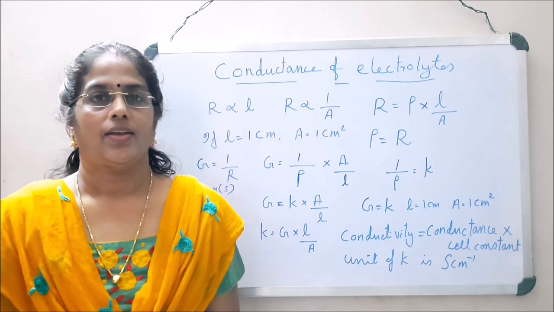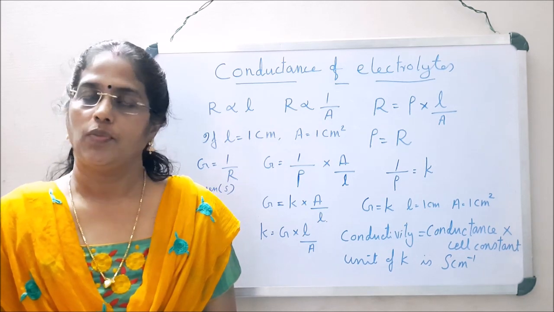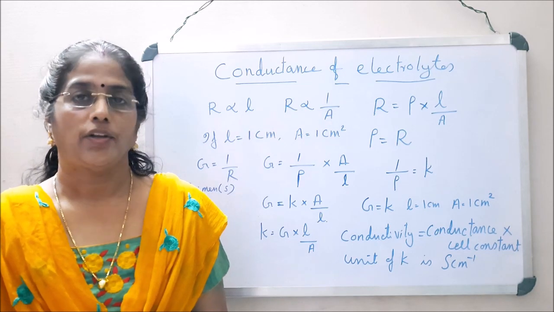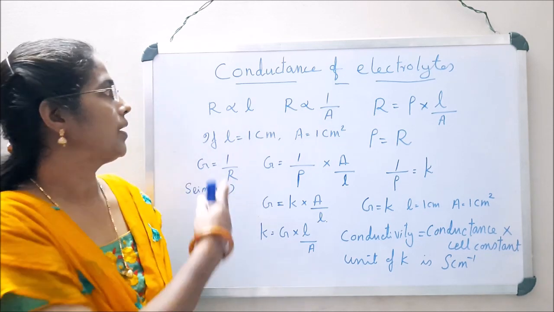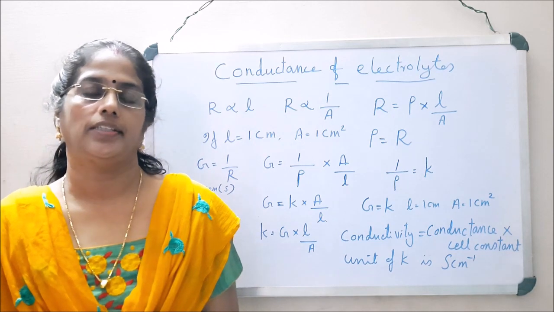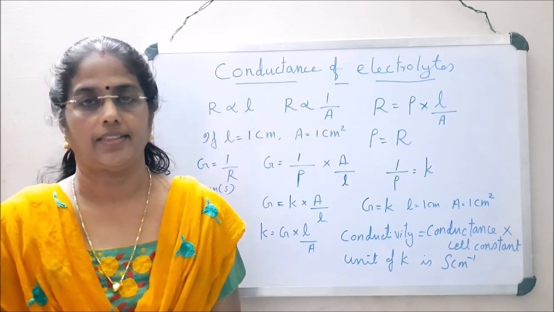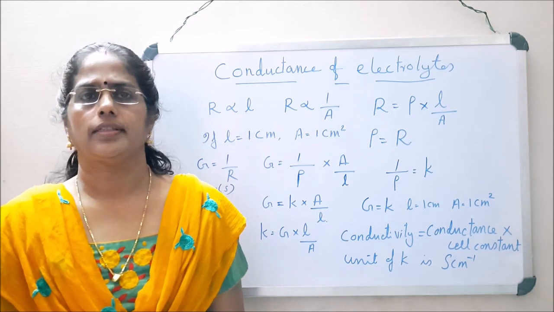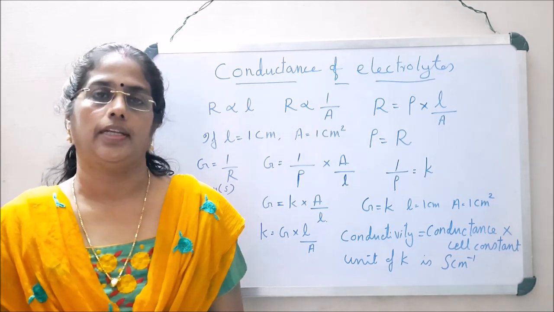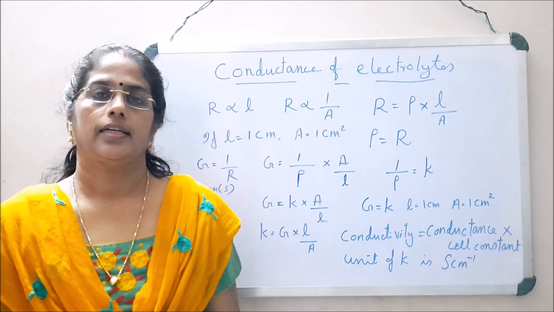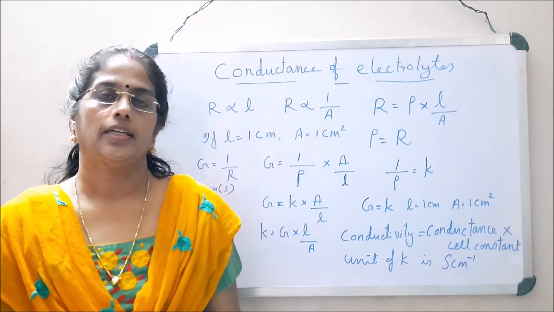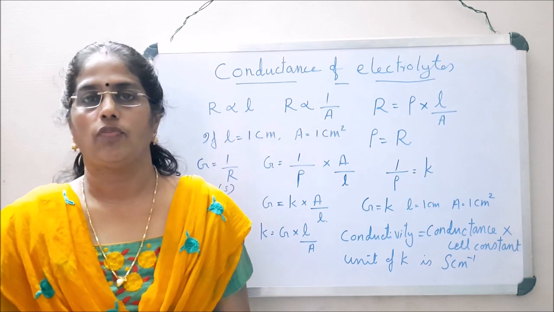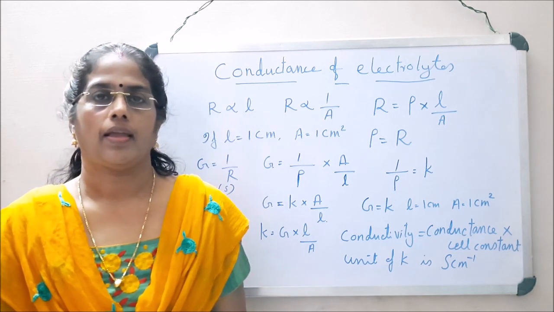Okay. So we can move on to the 4th session of electrochemistry. And today the topic is the conductance of electrolytes or electrolytic conductors. Electrolytes pass the electricity in the molten state or in the aqueous solution. It is due to the movement of the ions.